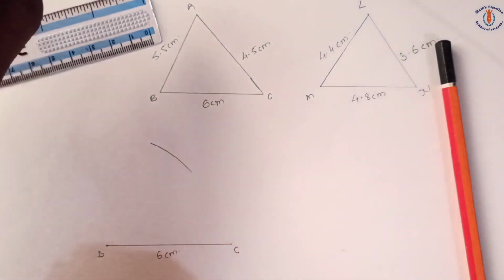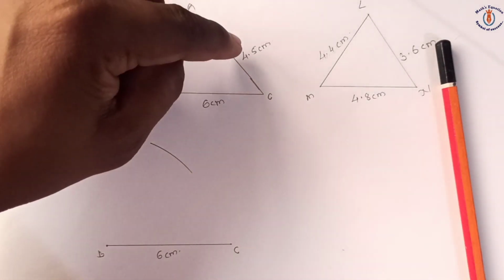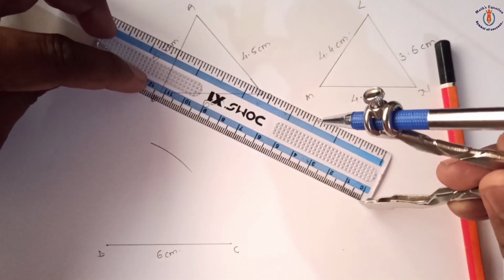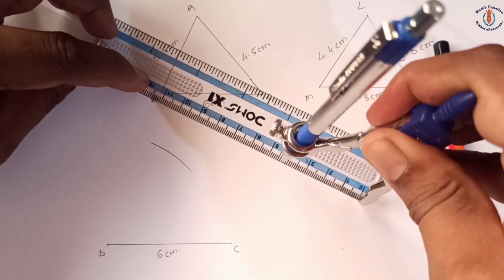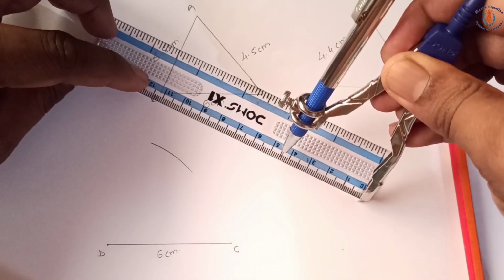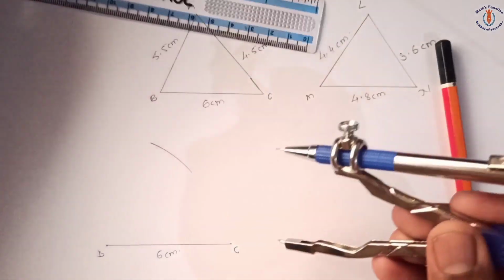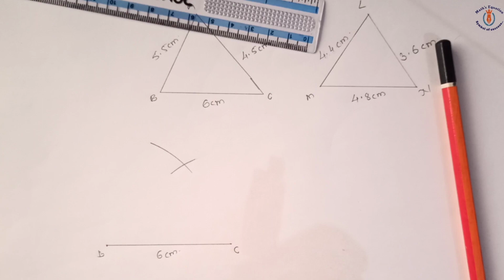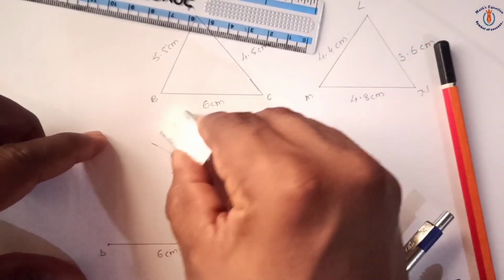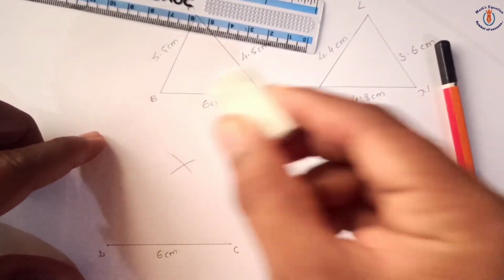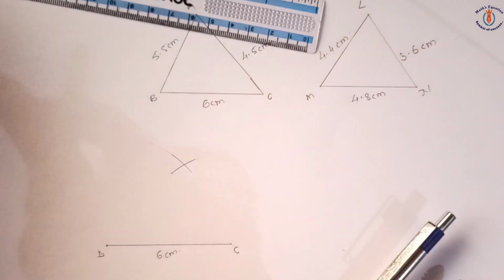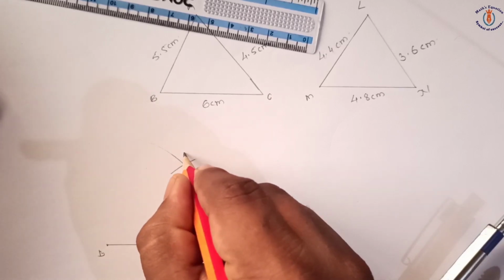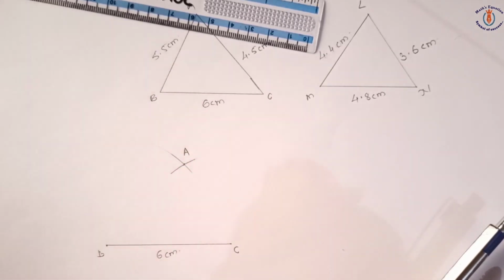Now point A is at a distance 4.5 centimeter from C. So let's take that 4.5 centimeter. Look at this, 4.5 centimeter, and hold this compass on point C. Intersect the first arc. Now you can erase this extra arc over here, like this. Here we got the point of intersection of these two arcs, which is point A, vertex A of triangle ABC.